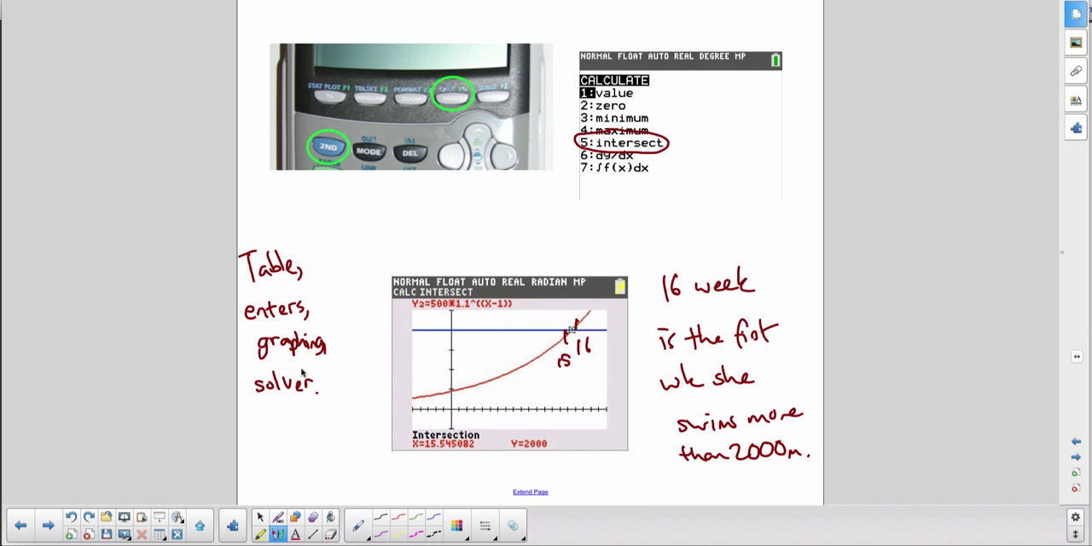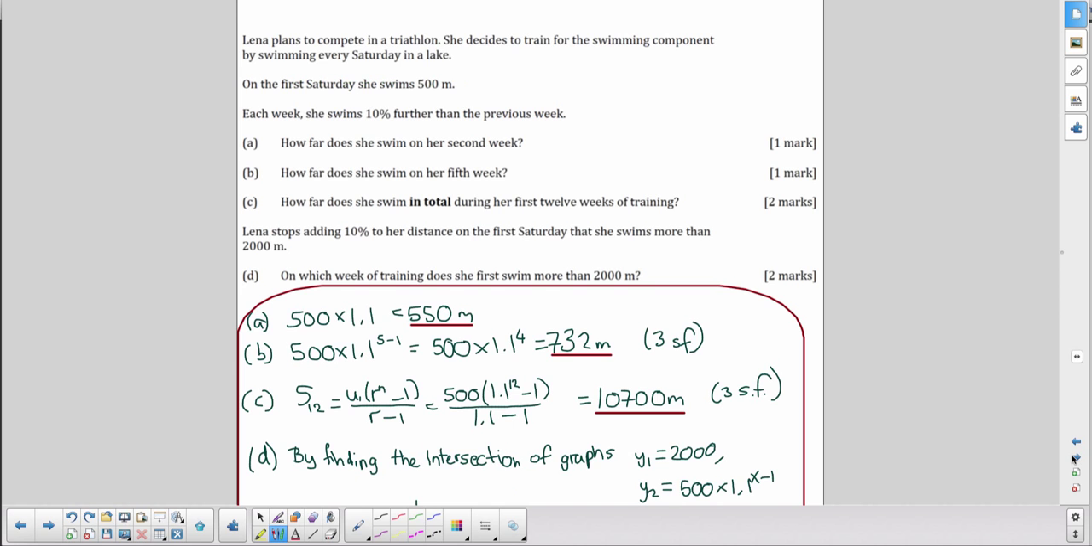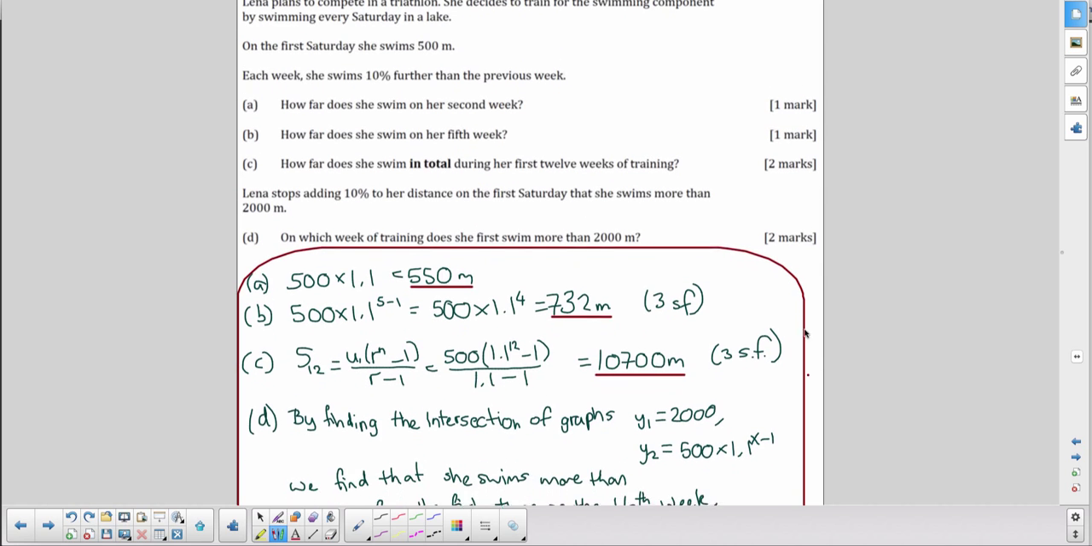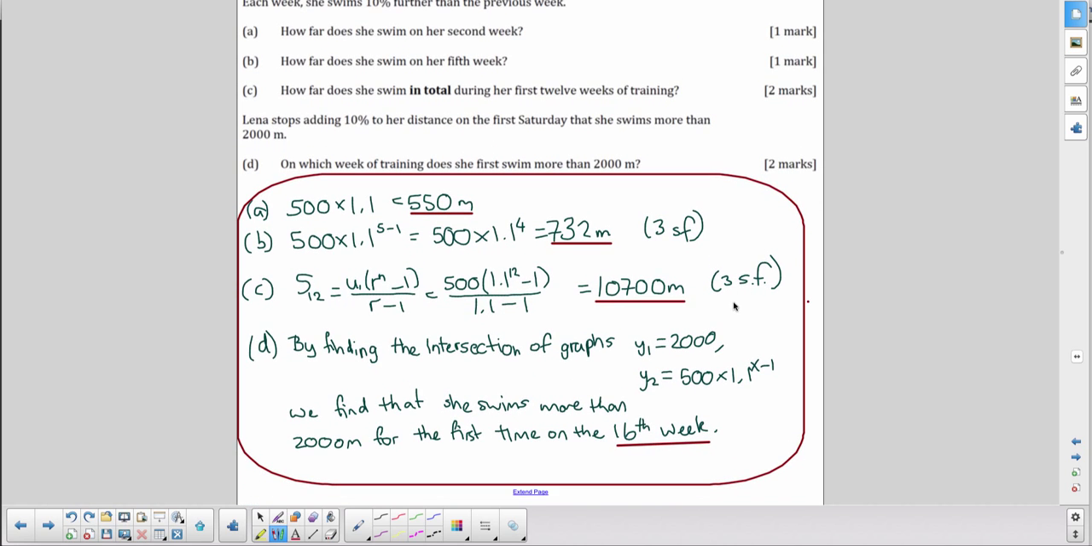So here's a summary of the solutions to this question. And that will be all about this question regarding Lena. Good luck, Lena.